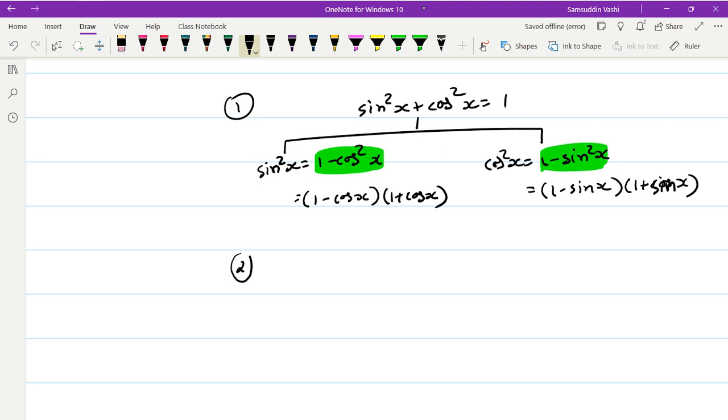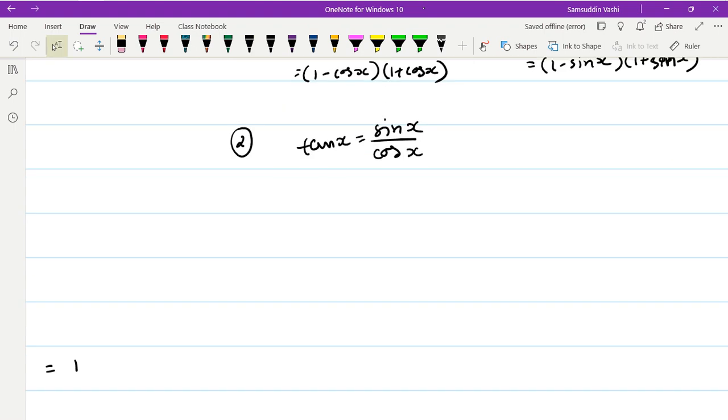Number 2, you're going to convert tan x into sine x divided by cosine x. The moment you change tan x into sine x over cos x, you might find that it is now creating a fraction, isn't it? And the moment you have addition or subtraction of a fraction, if you don't go through the LCD, it's going to give you a problem.